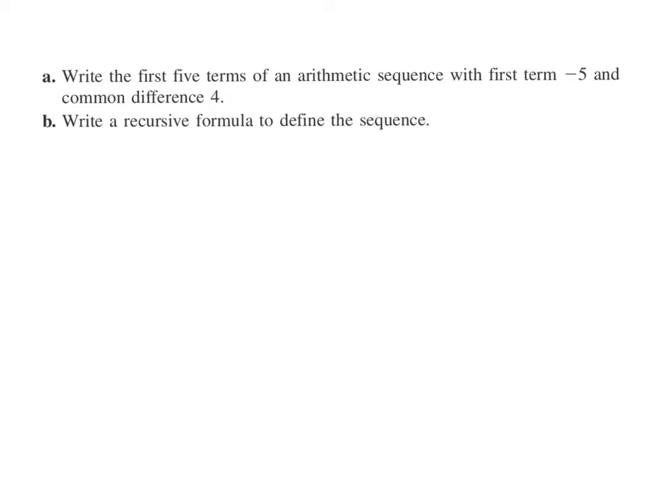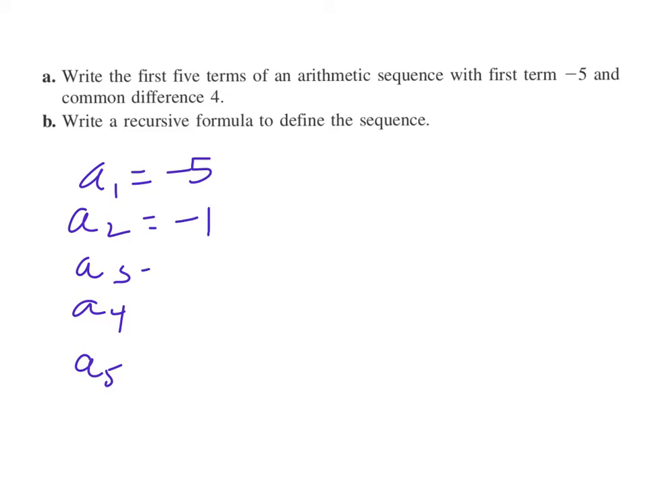Okay, so in this case, the first term is easy, right? They gave it to us. So what's a sub 1? Negative 5. How do I find, because I want 5 terms, a sub 2, a sub 3, a sub 4, a sub 5. How am I going to find the next term? Add 4. So what do I get? Negative 1. How about the next term? What do I do? Add 4. So what do I get?